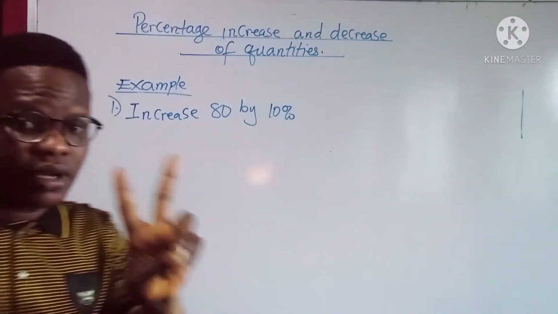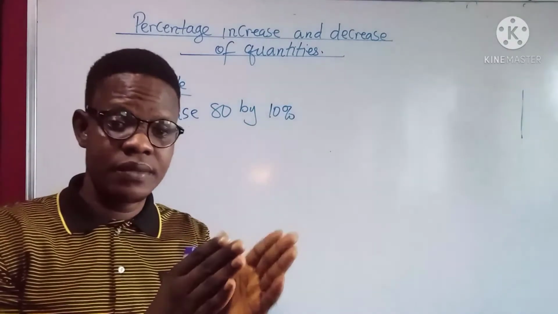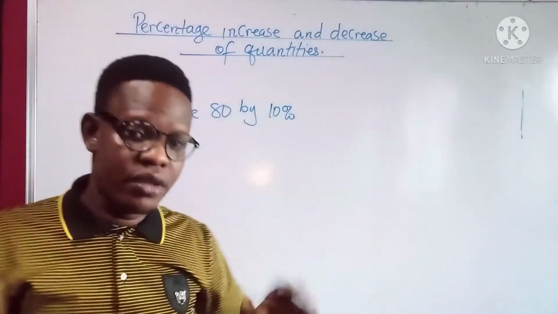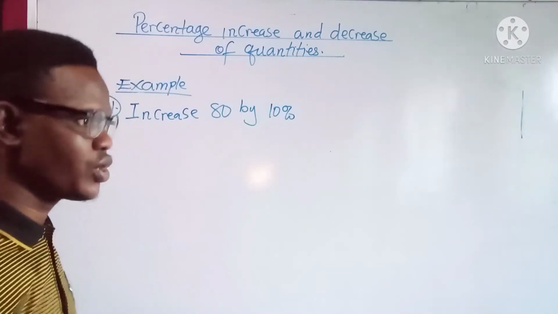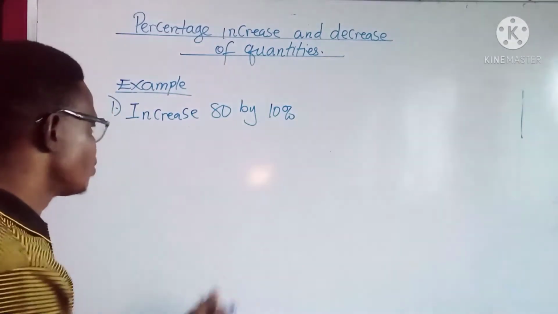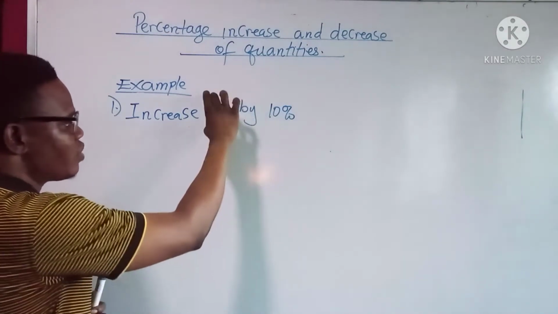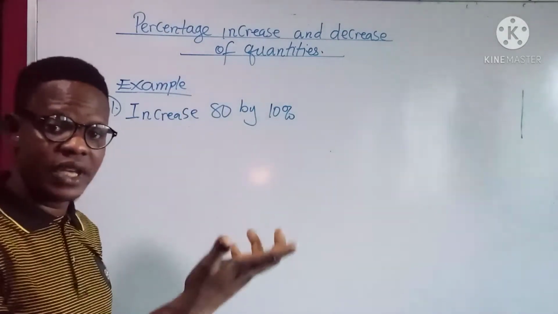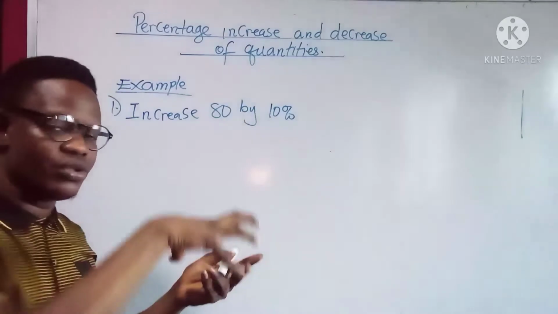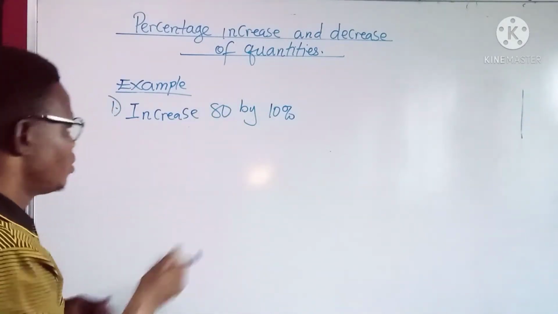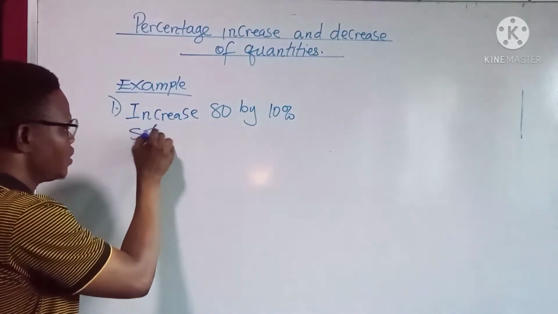So there are two ways to solve this, and I'll be teaching you the two ways. After the teaching, you can choose any method you like to solve your own question anytime you come across something like this. So the first method says you first find the 10% of 80. When you get the 10% of 80, the answer you get, you then add it to 80. So that makes 80 increase. So this is the solution.